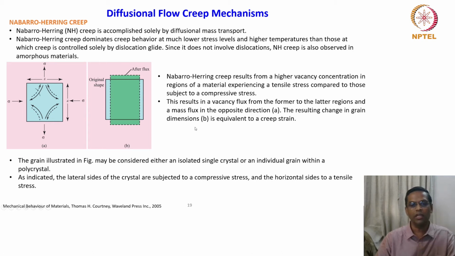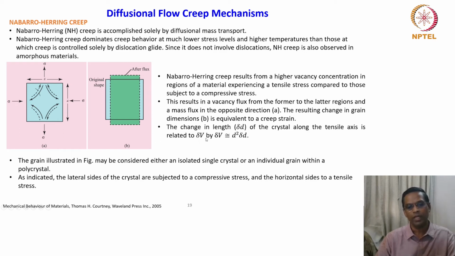The resulting change in the grain dimension, shown in B, is equivalent to the creep strain. So the original shape is there, and this is after the flux. So this change is the creep strain. The change in length, delta D, of the crystal along the tensile axis is related to the volume change, delta V, by delta V approximately equal to D squared times delta D. So this change in volume because of the diffusion flux is given by this expression.